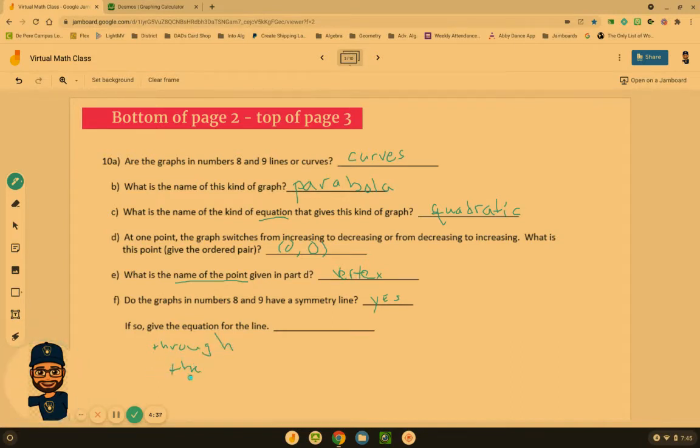Through the vertex, which means its equation is going to be x equals wherever that vertex is. Well, in both of those, the x coordinate was 0, so we say our equation for the axis of symmetry, or the symmetry line, is x equals 0. Okay, and so those are a couple properties of what's happening here and some more specific definitions. I would make sure that you pause and you get these down here on page number 2.